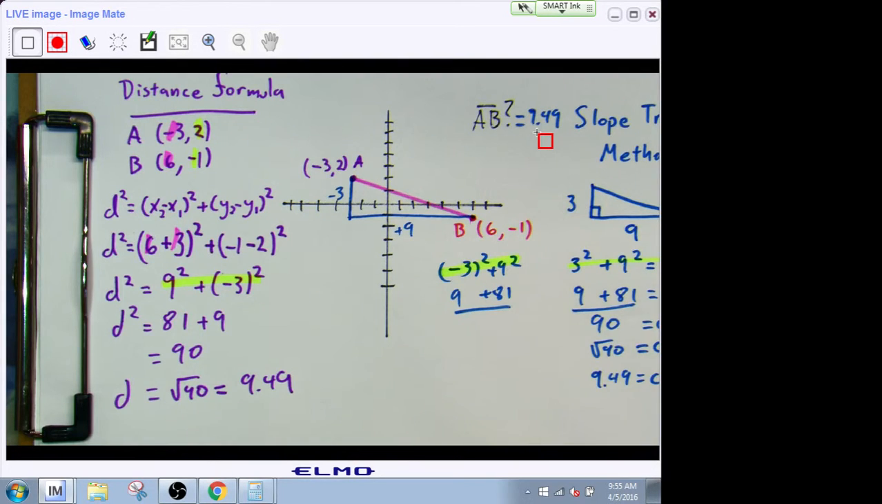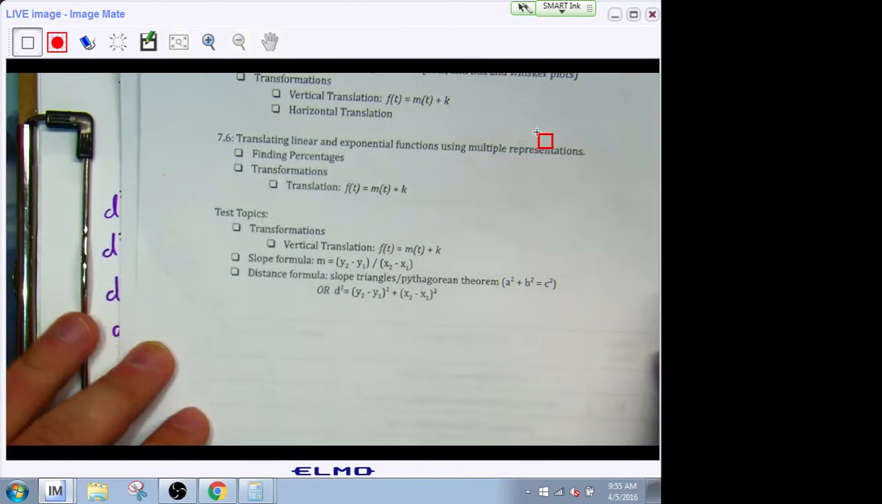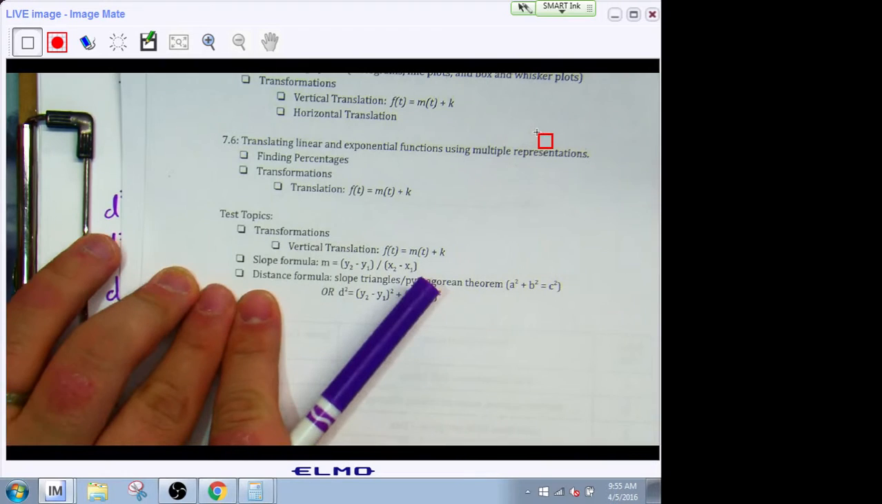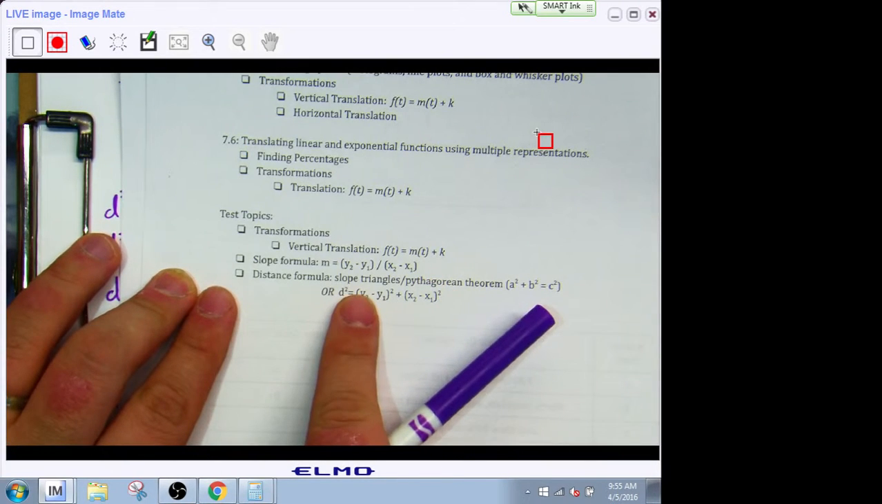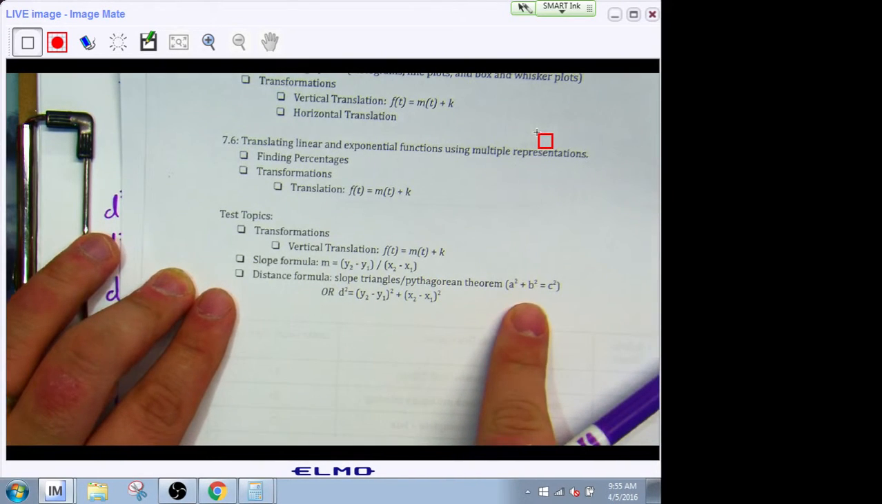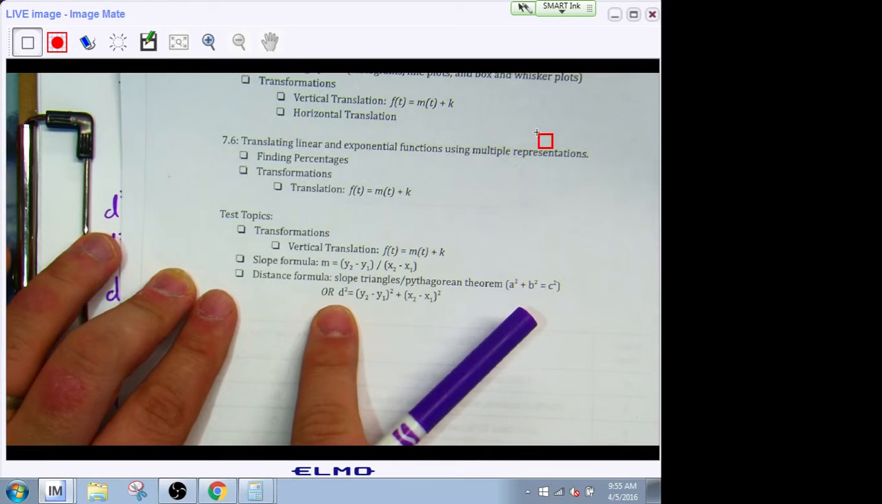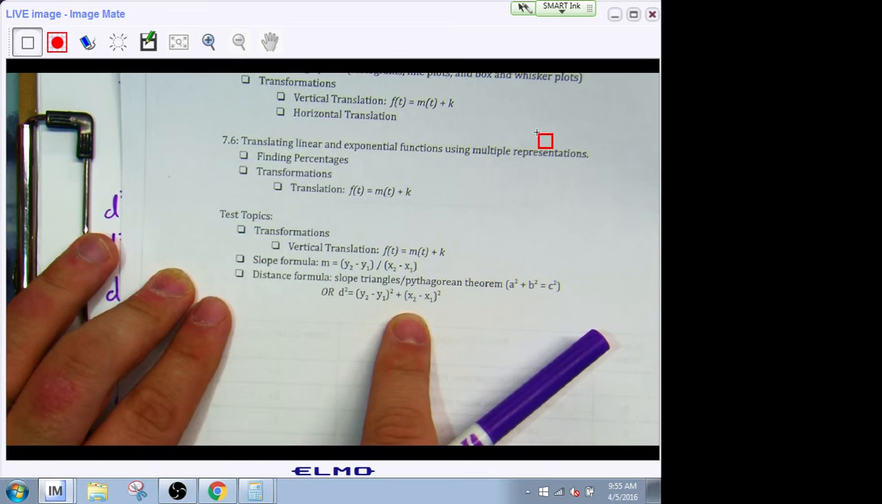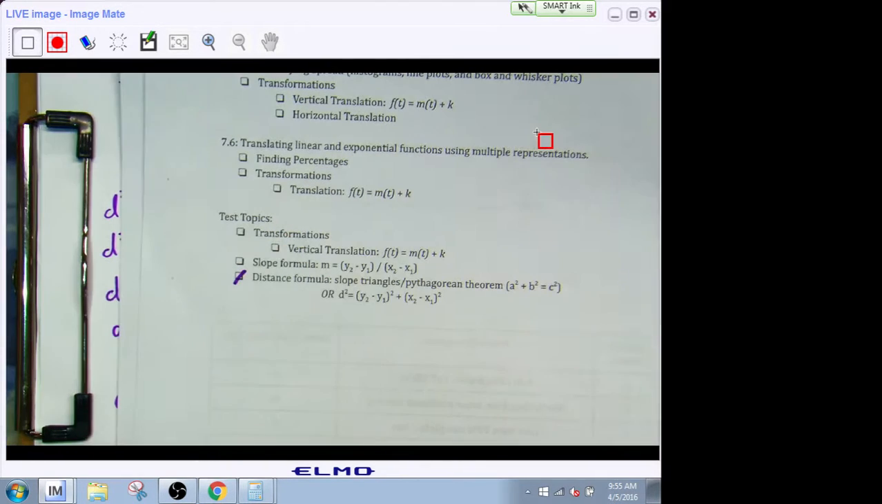So let me double check the test topics real fast, okay? Distance formula. We've talked about slope triangles and the Pythagorean theorem. Or we've also talked about the distance formula, d squared equals (x2 minus x1) squared plus (y2 minus y1) squared. Yeah, okay, cool. So I feel like we've accomplished this much. We have this in our notes. We're going to be prepared for the test. We at least have this here.